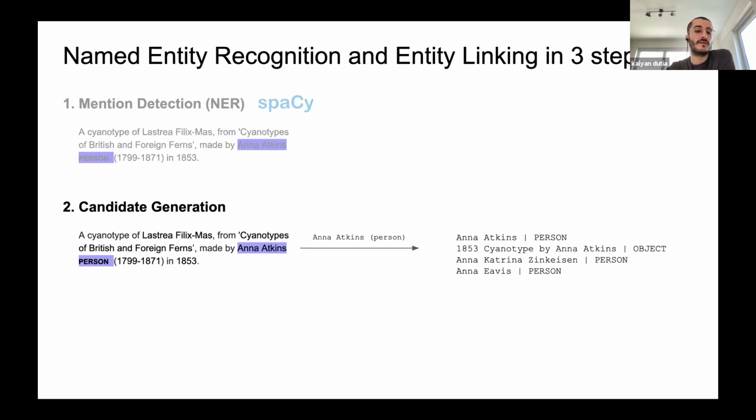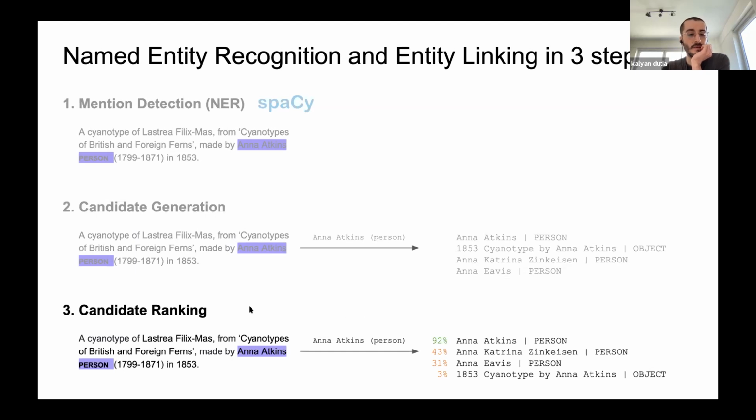The second step is candidate generation. Given that we have Anna Atkins, predicted type person, all the candidate generation step does is search against a knowledge base. In this case, the Science Museum Group collection. It's more or less exactly the same as if you just put Anna Atkins into the search page on the Science Museum collection website. So you get back a bunch of candidates.